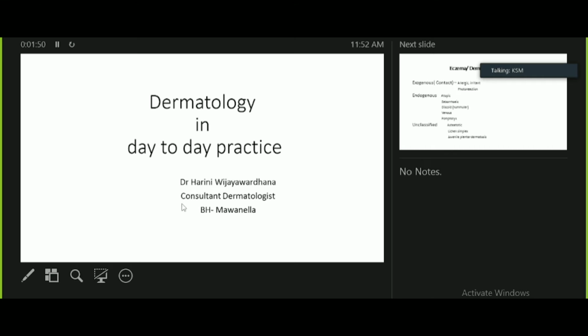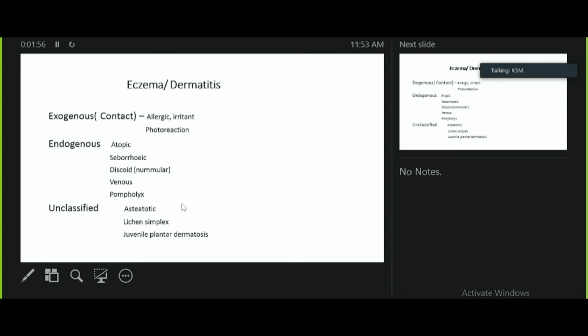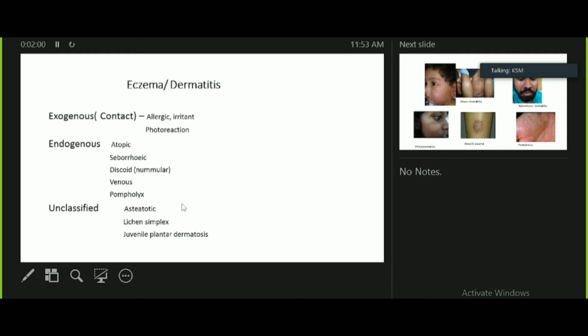And good morning, everyone. Today, my topic is dermatology for day to day practice. So, I thought of talking about eczema because eczema is the commonest dermatological condition worldwide. So, all the doctors should know a bit about eczema. So, eczema or dermatitis, both the same.